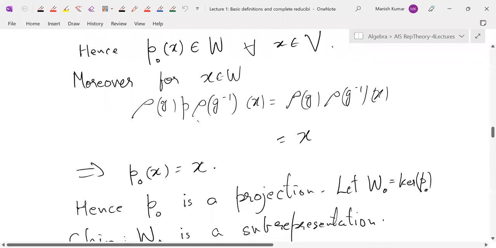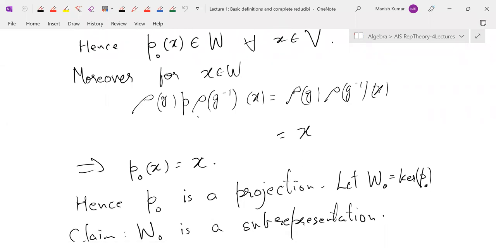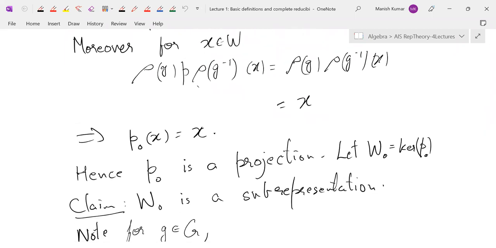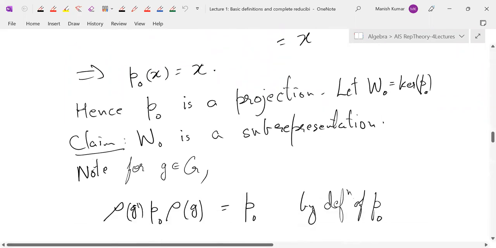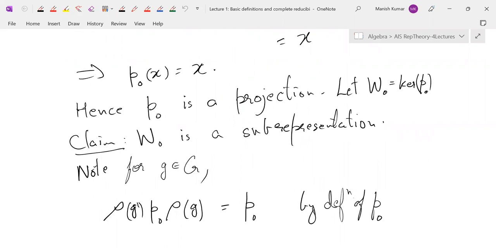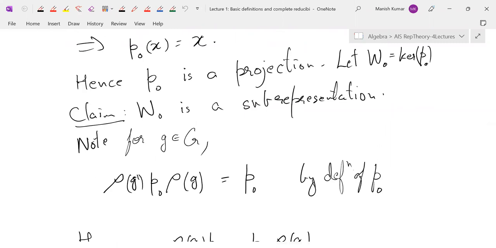And hence we can take W0 to be the kernel of p0, and W0 will be a complementary subspace. Now the point is, this W0 will work. So this W0 is a sub-representation of V. So we'll just verify it, and that will prove the theorem. So let's verify that this is a sub-representation. This is because of the averaging, so you'll see how it works out.